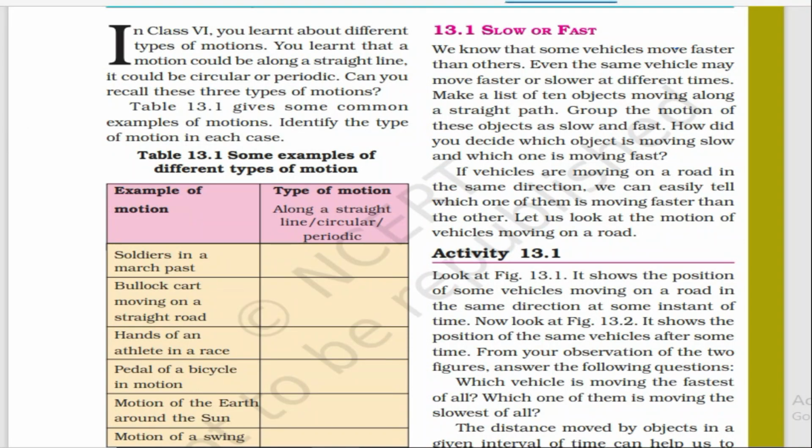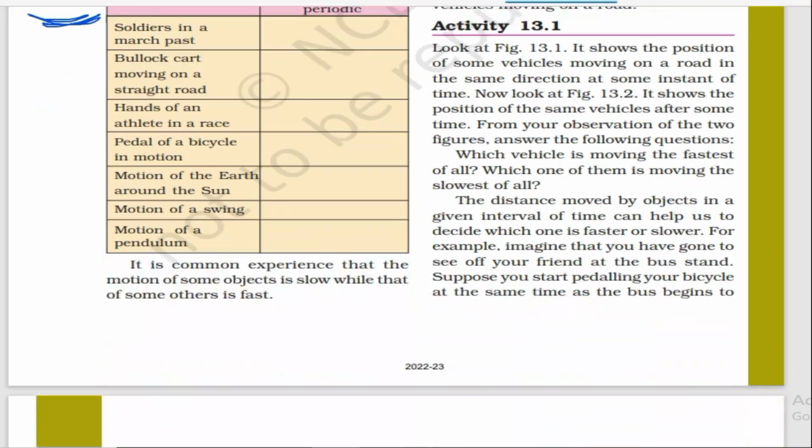When motion is like this, it is called straight line motion. And motion like the earth rotating around the sun is called circular motion. And now the motion like this, like a pendulum, is called periodic motion. So now let's read some examples of motion.